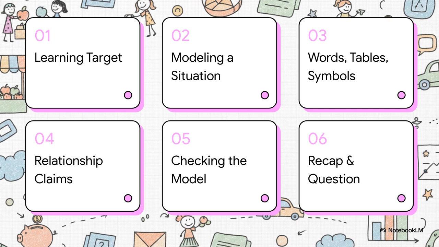Here's our roadmap for today. We'll set our learning target, model a real-world situation, translate that into words, tables, and symbols, look at equations as relationship claims, check our model, and finally wrap up with a recap and a transfer question.